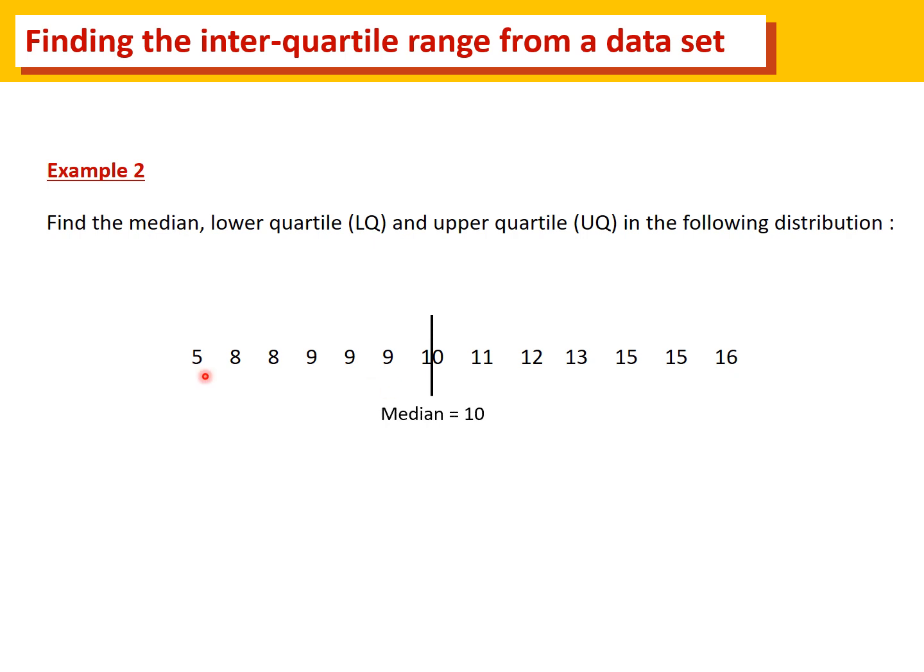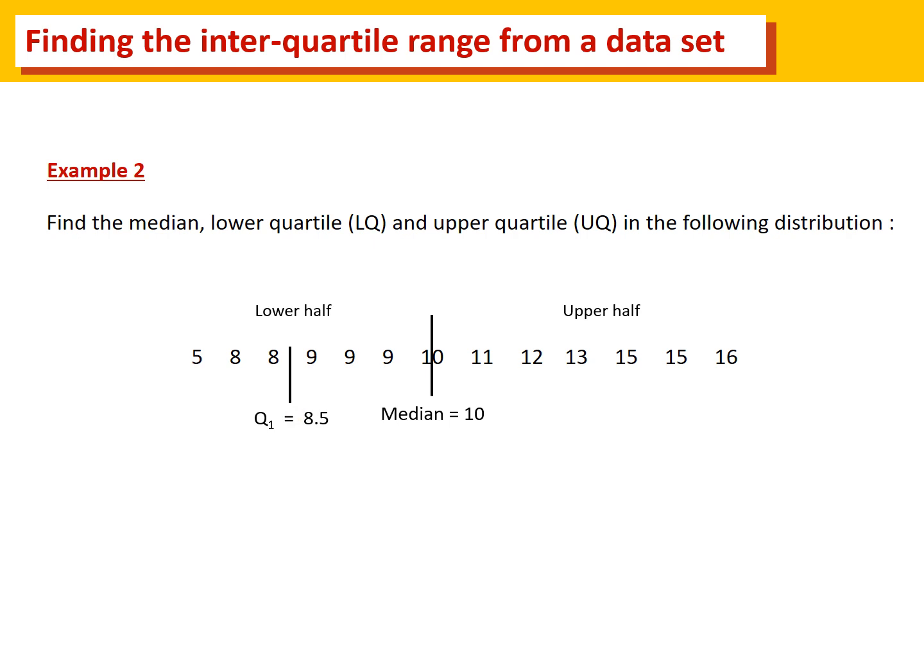And if we can just check, we've got 1, 2, 3, 4, 5, 6 values below the median, 1, 2, 3, 4, 5, 6 values above the median. So 10 definitely is our middle or median value. Now in the lower half, we've got 6 values, and the middle value would fall here between 8 and 9. That's where our lower quartile goes. It's halfway between 8 and 9, so that would be 8.5.